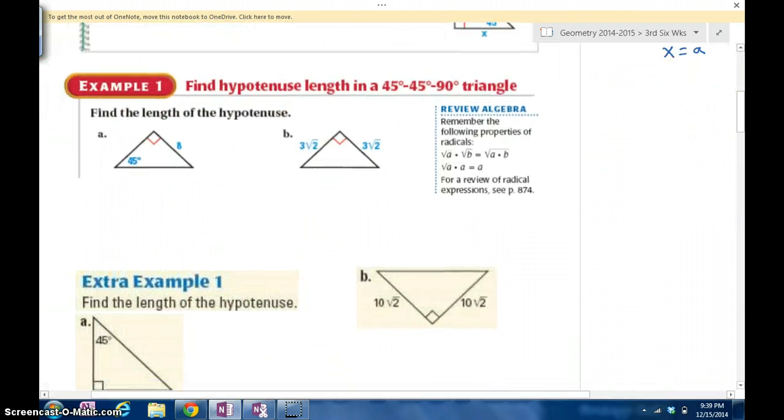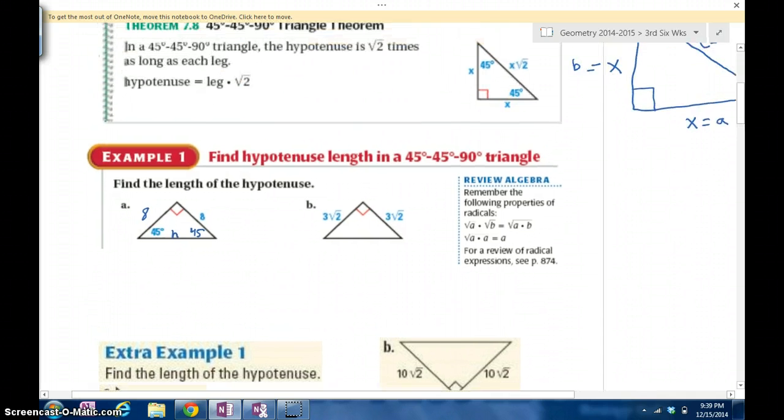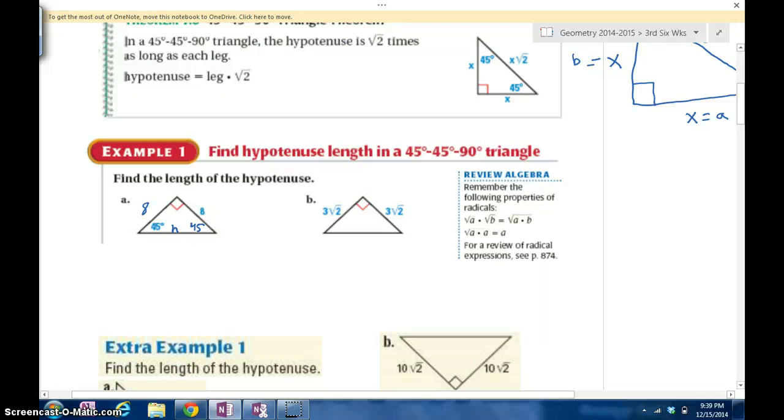Alright, so example 1. Find the length of the hypotenuse. This is our hypotenuse. So 90, 45, this must be 45 degrees. This is the leg, 8. We know this side is 8. Using our special right triangle rules, we know that the hypotenuse is square root 2 times bigger. So if this is our x, and we know our hypotenuse is x square root 2, and we know 8 equals x, we simply substitute the 8 into x and then multiply by square root 2, and that is your answer for your hypotenuse.